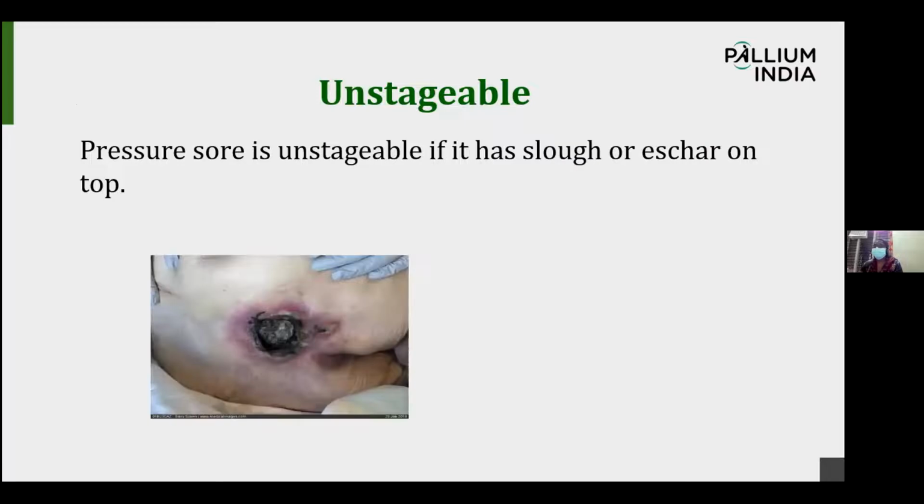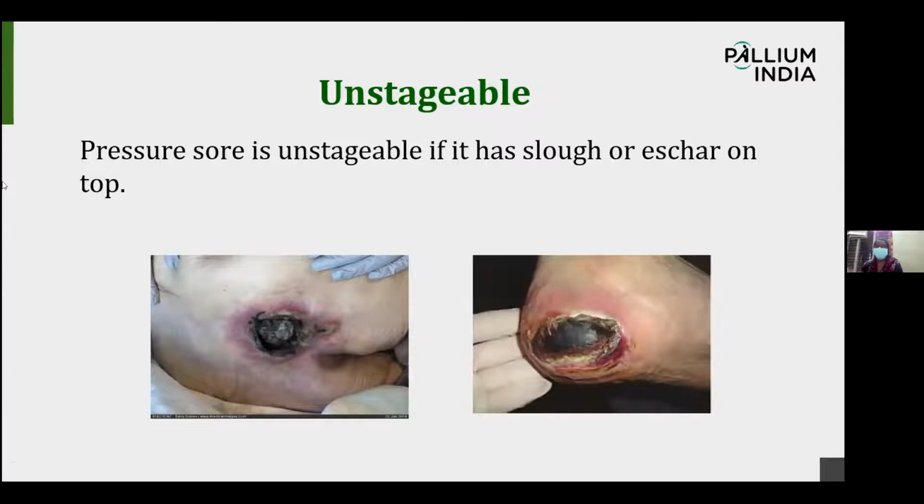And come to the unstageable. This is the fifth stage. This is an unstageable wound. If there is a scar or black necrotic tissue on top of the wound, we cannot assess the stage. That is called an unstageable wound. When we document it, you have to document it as an unstageable wound. Once you remove the material from the top of the skin, only then can we know how many layers are affected, whether it is the subcutaneous tissue or exposed muscle or tendon. If you see this type of wound, you have to document it as unstageable.